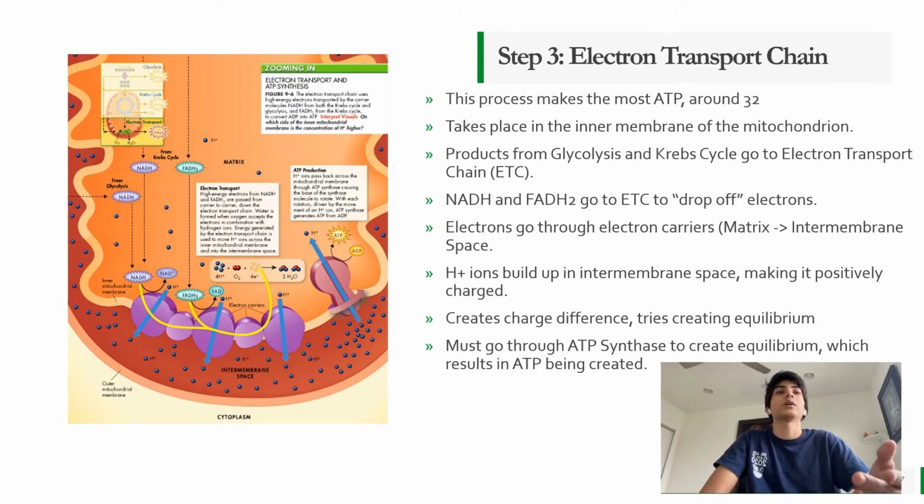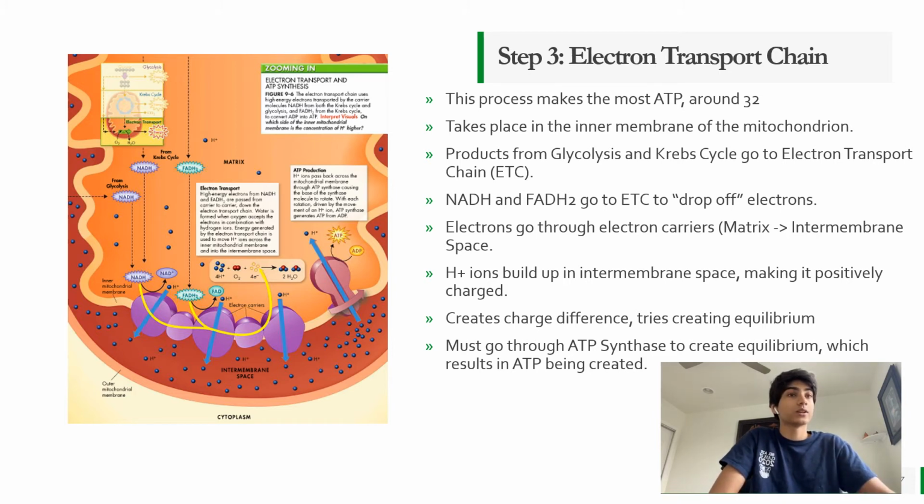So now comes the main part. NADH and FADH2 will go to the electron transport chain to drop off their electrons, and the high-energy electrons will go through electron carriers in the inner membrane space. This happens so much that there are a lot of hydrogen ions in the intermembrane space, which makes the intermembrane space positively charged. This creates a charge difference, and because of it, the hydrogen ions will want to get back to the other side to create an equilibrium.